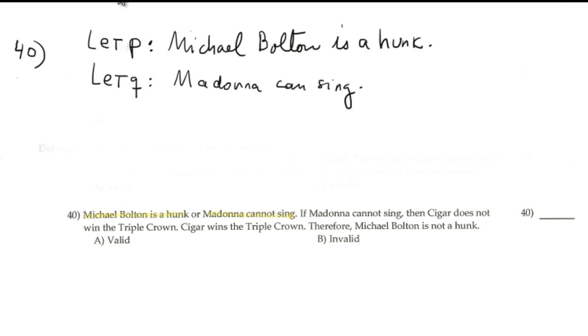Let's see one more. Cigar does not win a triple crown. Again, in the affirmative, let's define it, for example, like this: Cigar wins in an affirmative way the triple crown.